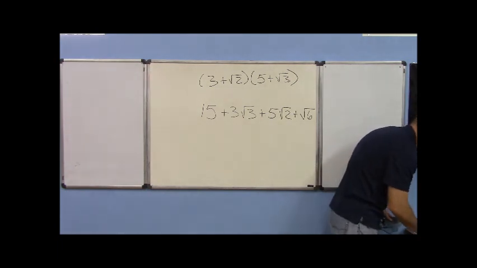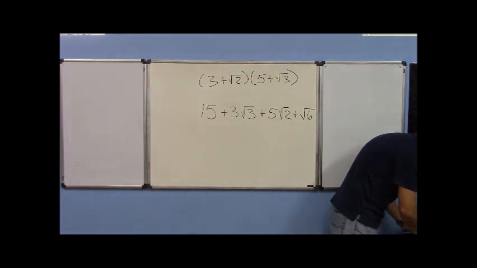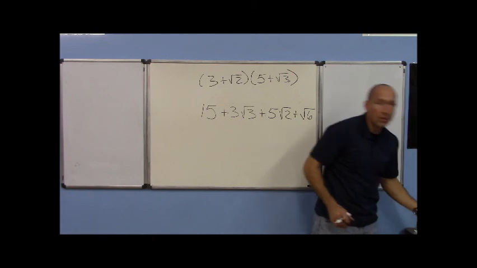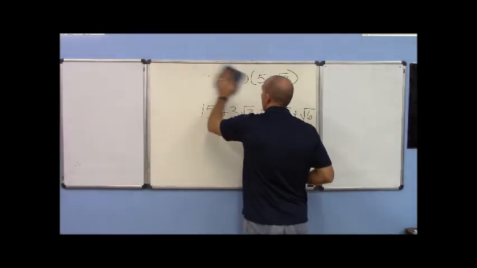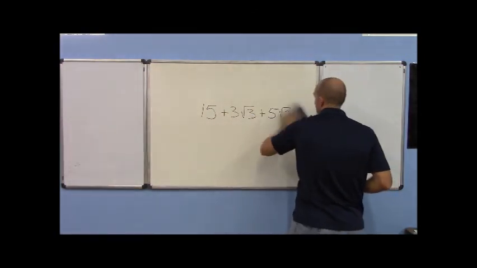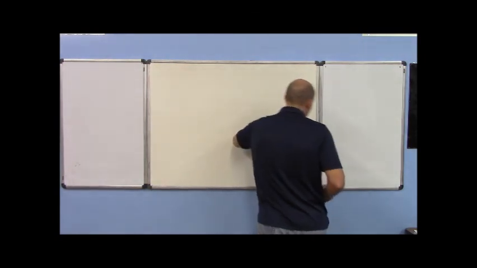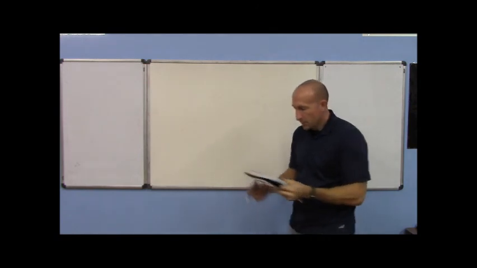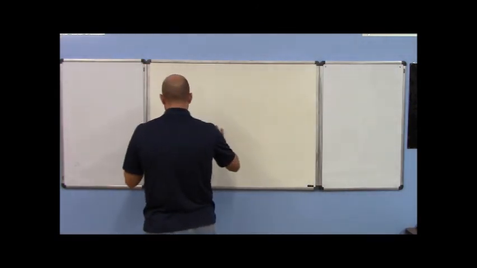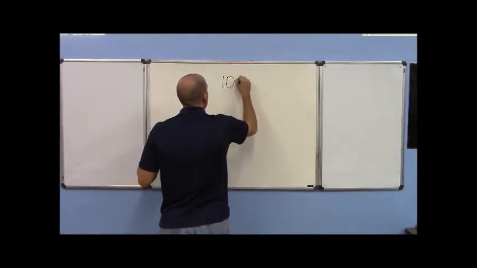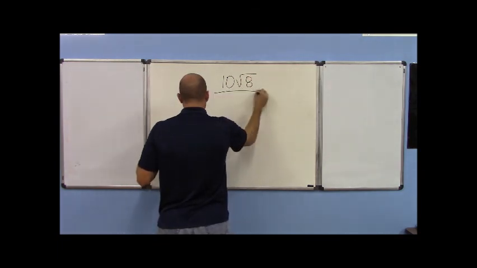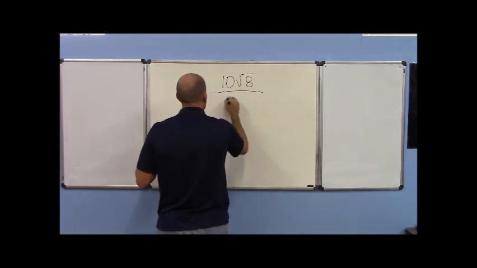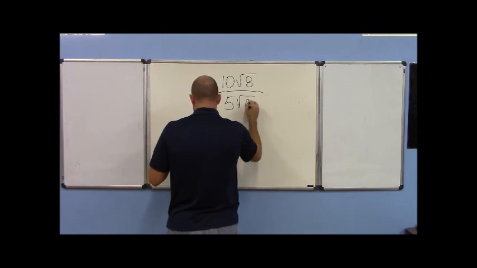All right, we are going to dive real quickly into 7.5, just because we understand the concept of multiplying, the product. Now we're going to look at quotient, which means we're going to be looking at fractions or division. So let's look at example number 1, 10 times the square root of 8 over 5 times the square root of 10.